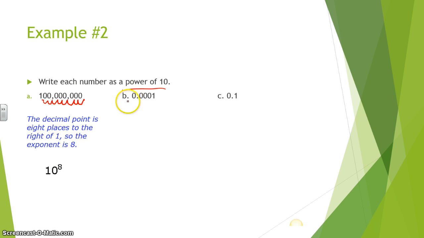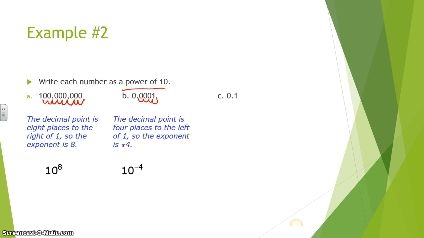Notice for B, we have now a decimal. So what we did is we moved a decimal value answer. So we moved the decimal to the left. So we have 0.0001. What we're going to do is the decimal point is 4 spaces to the left, so the exponent is -4. So if I put my decimal after that 1, I move it to where it's placed. 1, 2, 3, 4. So we definitely move that decimal 4 places to the left. So my final answer here is 10 to the -4th power.